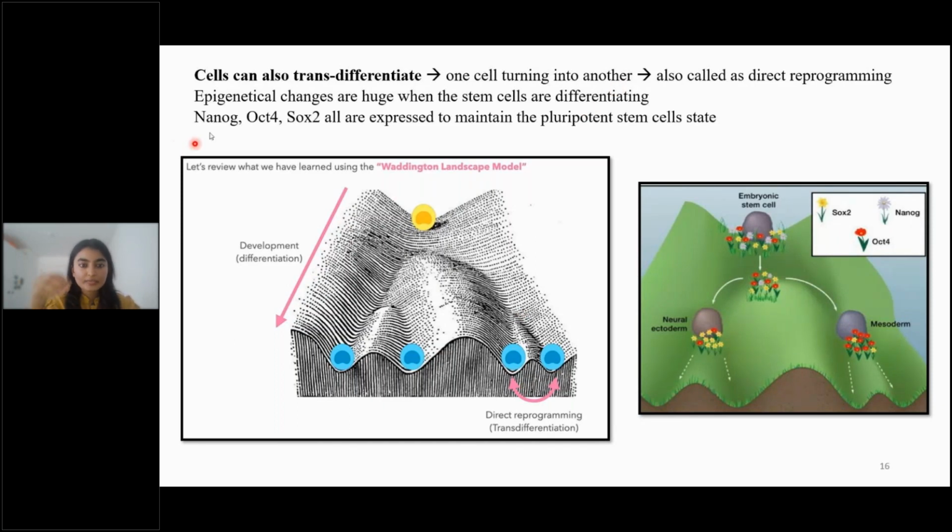And when a stem cell is getting differentiated, epigenetic changes play a huge role. Epigenetic changes means the methylation and acetylation of the DNA, there is sumoylation of DNA, there are so many things. There are also histone modifications. All of these changes will play a huge part when a stem cell is going to differentiate into, for example, any cell.